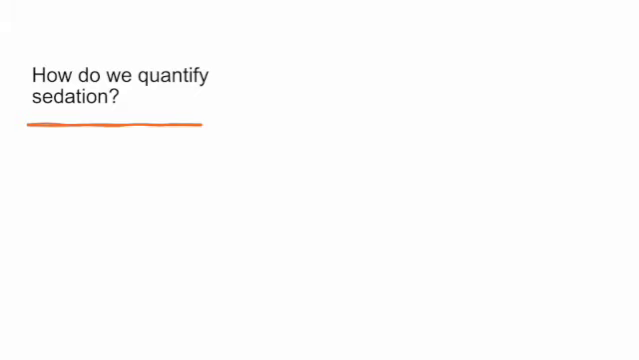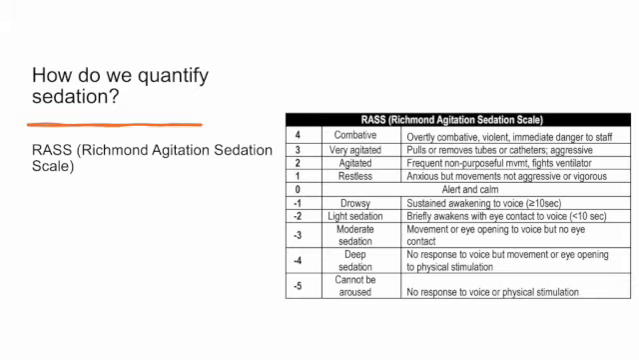Well, how do we even quantify sedation? We quantify sedation using something called the RASS score, the Richmond Agitation Sedation Scale. And you'll hear a lot about this on your ICU rotation. The scale is based on nursing evaluation of the patient.